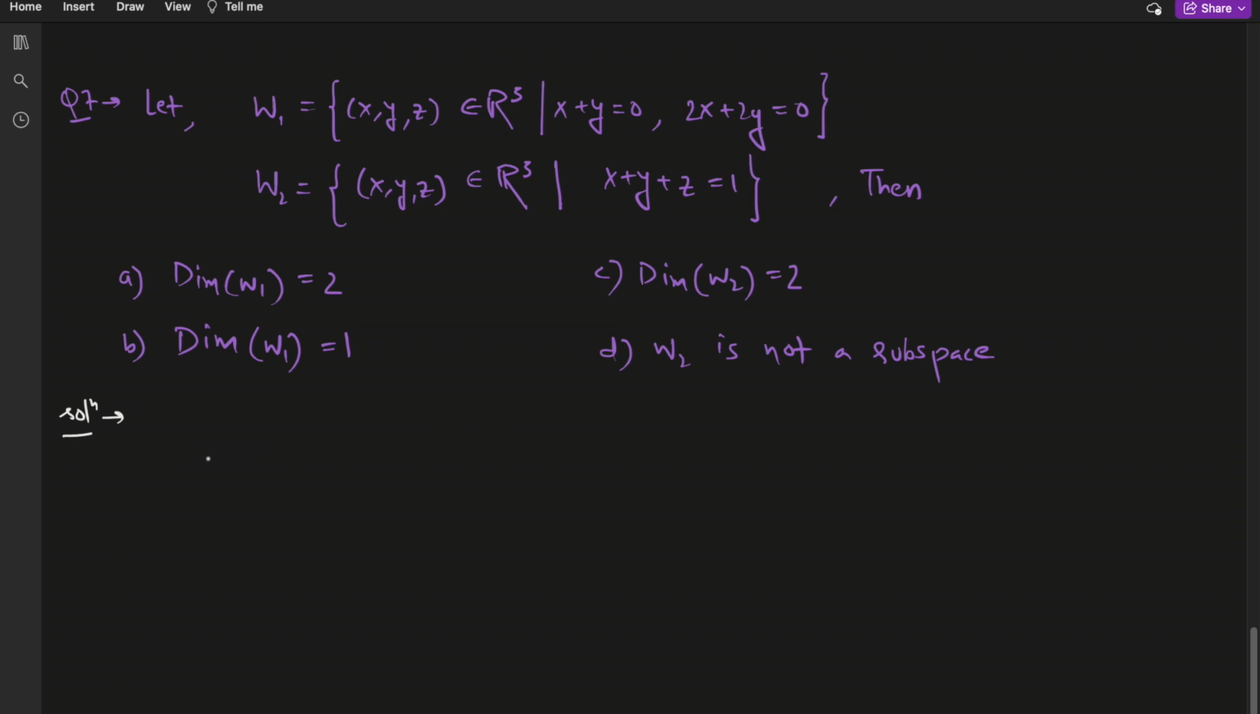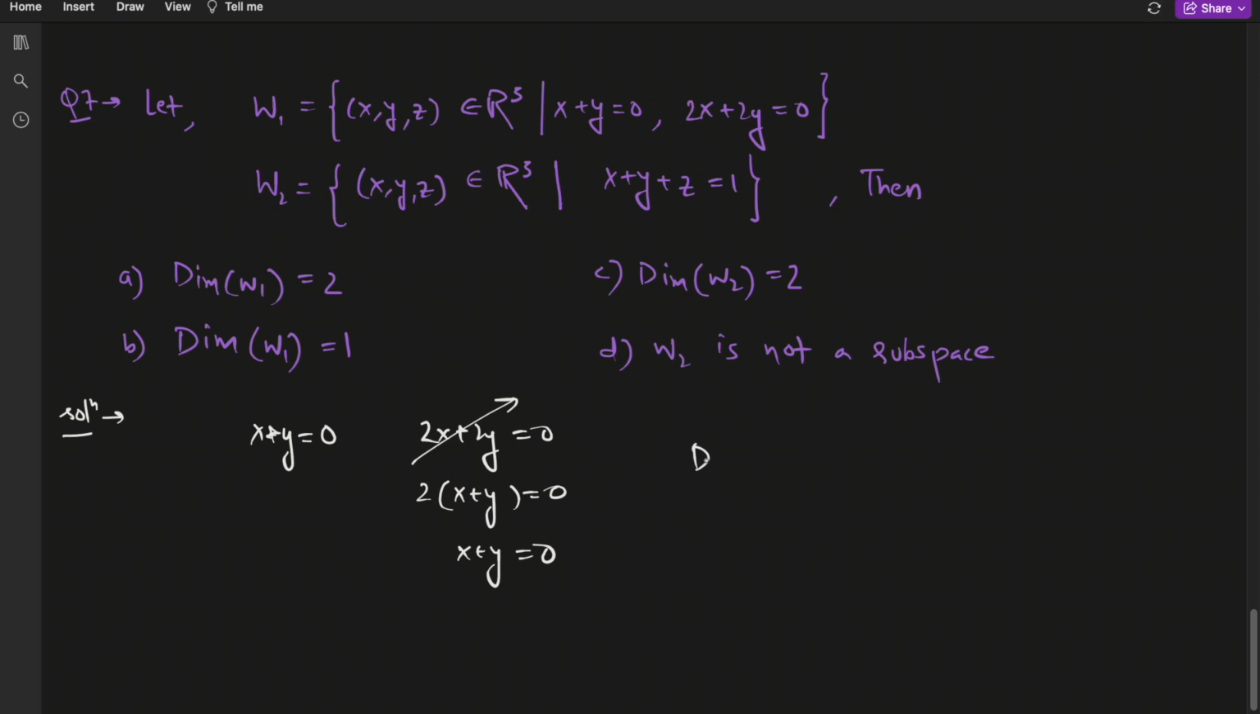So if we see W1, there are two restrictions, right? x plus y equal to 0 and 2x plus 2y equal to 0. But if you see, these are connected because if you take 2 common, x plus y equal to 0, then this basically means x plus y equal to 0. So these two restrictions are the same. So you can say that these two restrictions are linearly dependent. So we can consider only this one. We can remove this out.